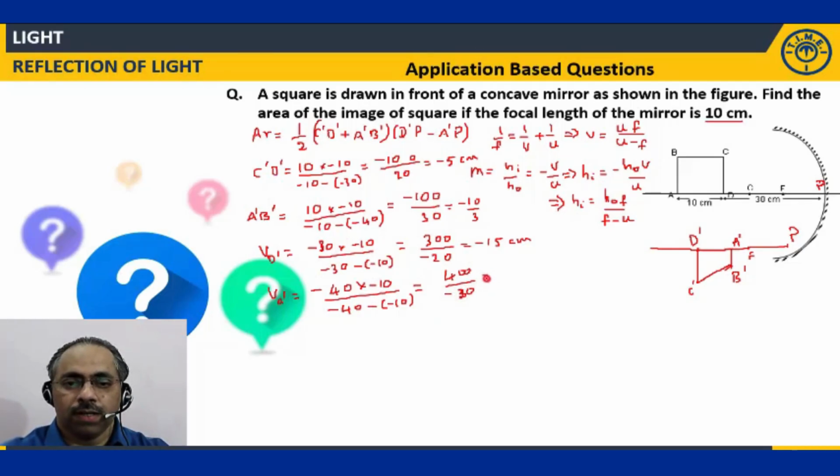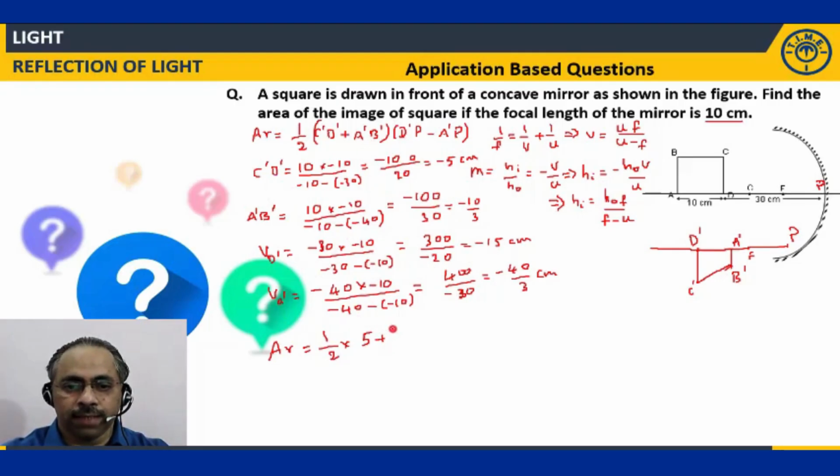So I'll get it as minus 40 divided by 3 centimeter. So if I wanted to calculate what is D dash P minus A dash P, D dash P is minus 15. I mean, basically magnitude wise, if you consider 15, this is 40 by 3. So now you try to get the area. Okay. Area is equal to whatever the required area, half into C dash D dash. What is this? 5.